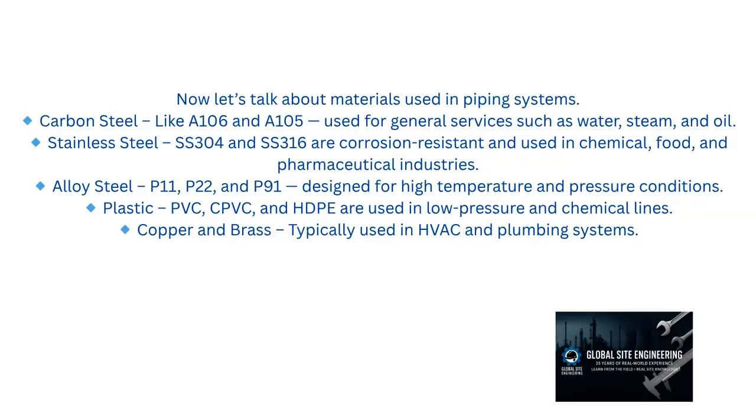Now let's talk about materials used in piping systems. Carbon steel, like A106 and A105, used for general services such as water, steam, and oil. Stainless steel, SS304 and SS316 are corrosion resistant and used in chemical, food, and pharmaceutical industries.